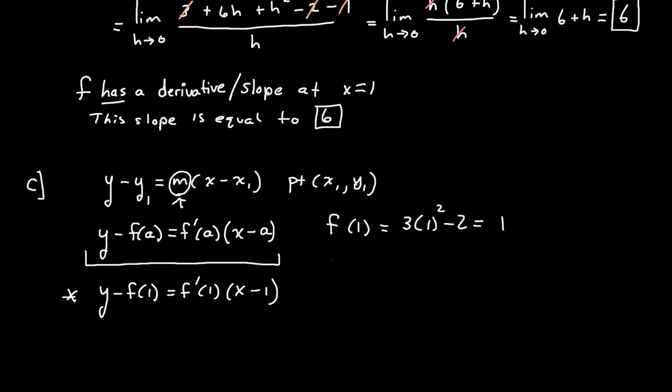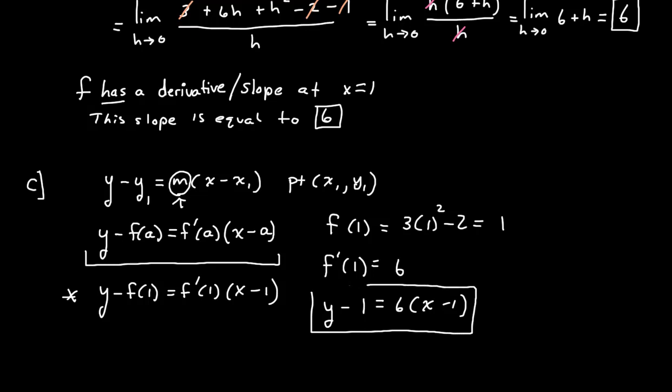I will also need the slope at 1, which we showed as f prime of 1, and that's what we computed to be 6. So if I plug those elements into my equation, point slope form, this is going to be y minus 1 equals 6 times x minus 1. And there we have an equation of the tangent line to the function.